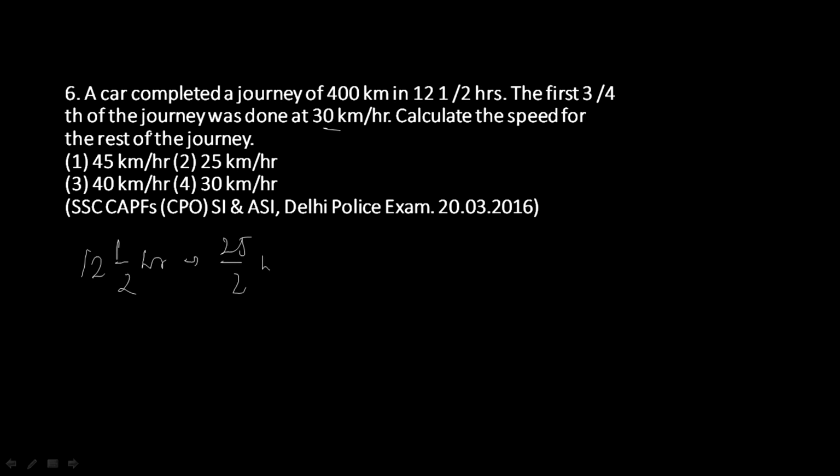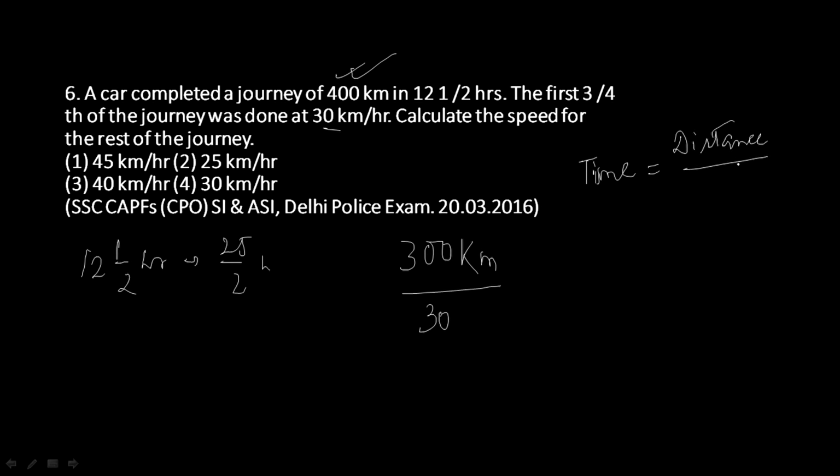In the first case, 3/4 of the journey. So 3/4 of 400 km is 300 km. Do you have any doubt? I hope you haven't. Then it has been completed at a speed of 30 km per hour. So what is the total time? Time is equal to distance upon speed. Clear? So 300 km at 30 km per hour means it will take 10 hours.